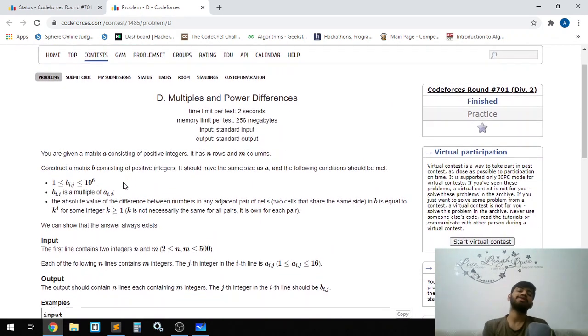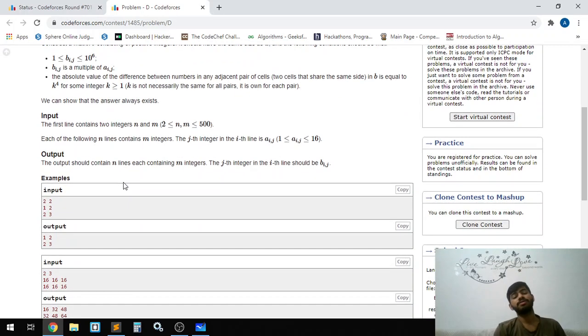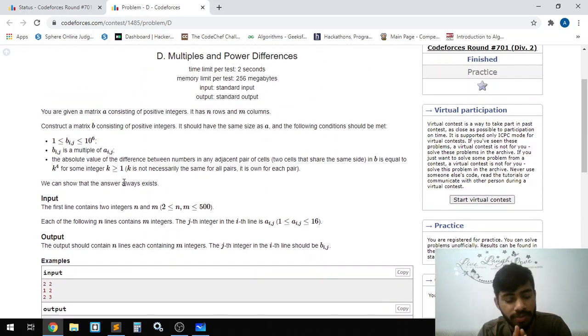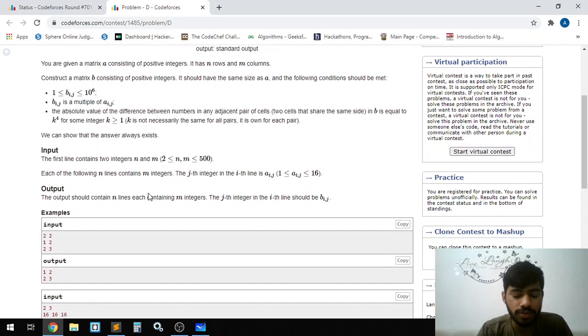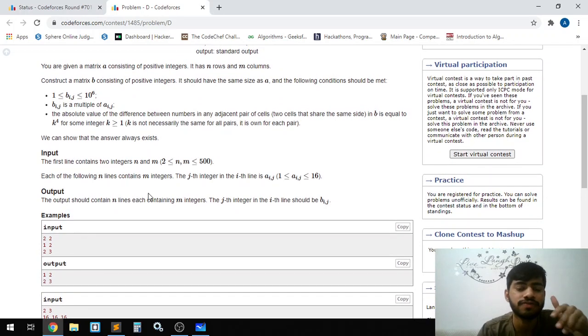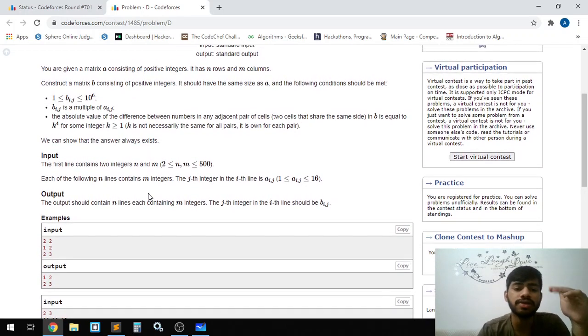Problem number D is the simplest of all. But the mathematics behind problem number D is very difficult, although the code is very simple. In this we just need to observe two or three things, and then the solution is very easy.